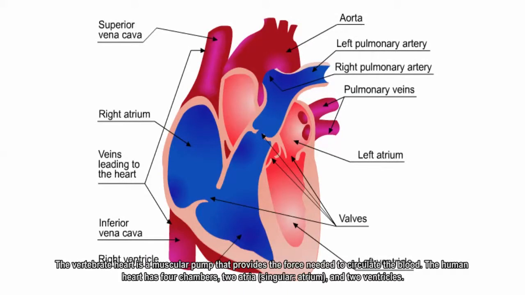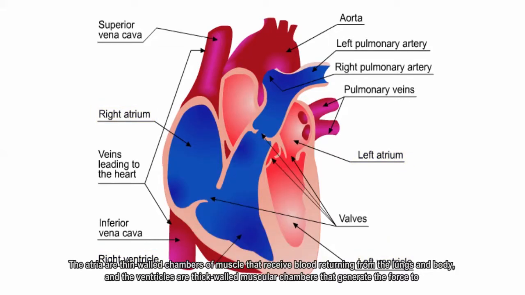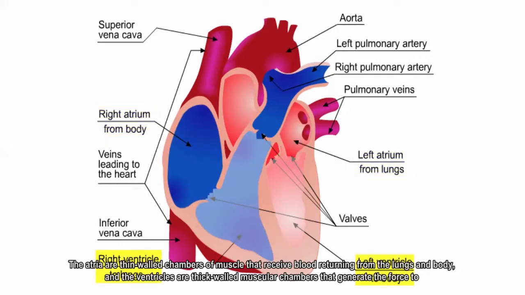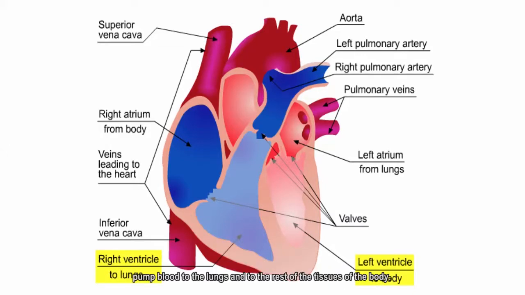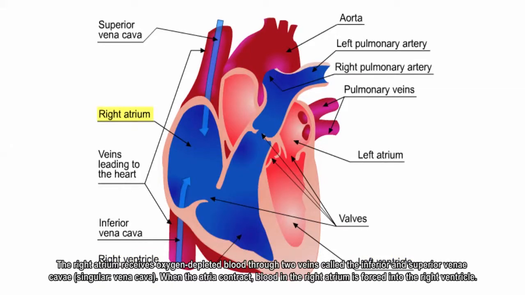The vertebrate heart is a muscular pump that provides the force needed to circulate the blood. The human heart has four chambers, two atria, singular atrium, and two ventricles. The atria are thin-walled chambers of muscle that receive blood returning from the lungs and body, and the ventricles are thick-walled muscular chambers that generate the force to pump blood to the lungs and the rest of the tissues of the body. The right atrium receives oxygen-depleted blood through two veins called the inferior and superior venae cavae, singular vena cava. When the atria contract, blood in the right atrium is forced into the right ventricle.